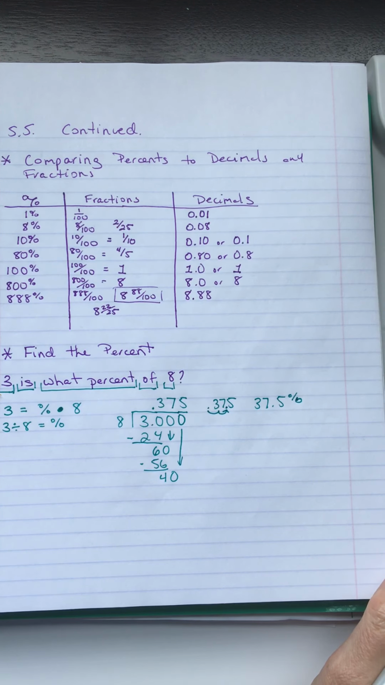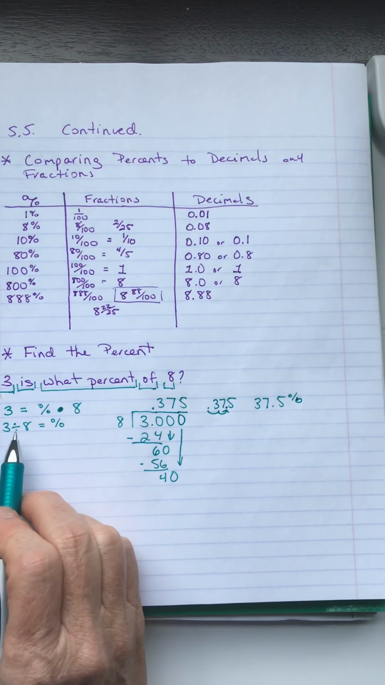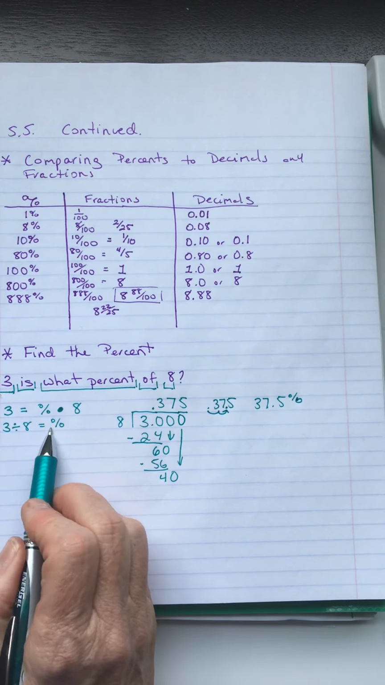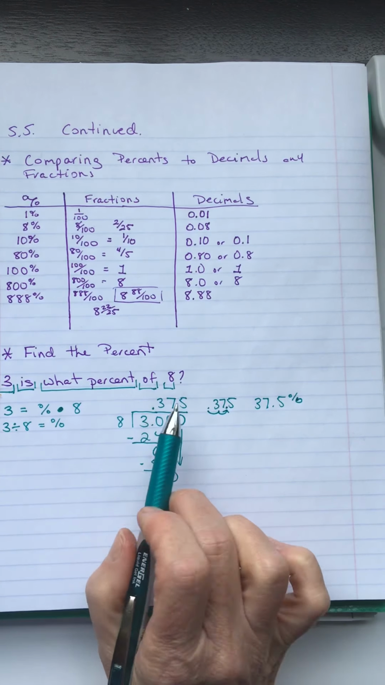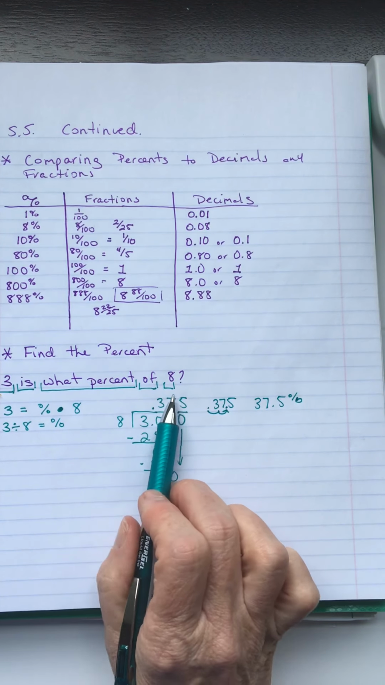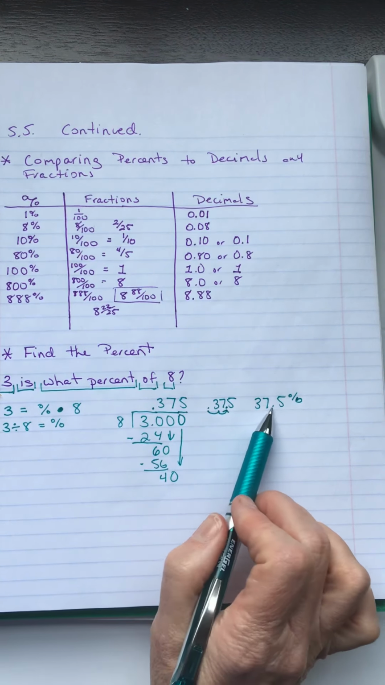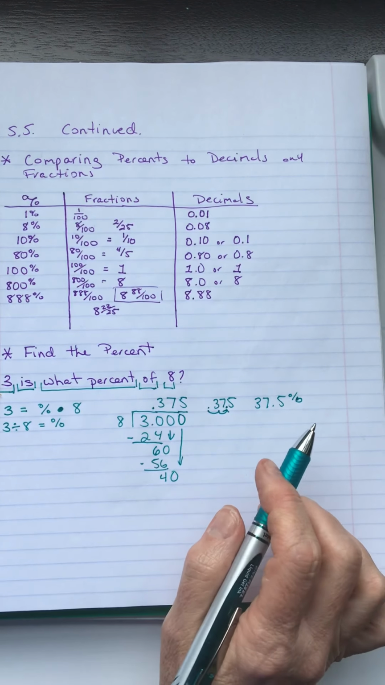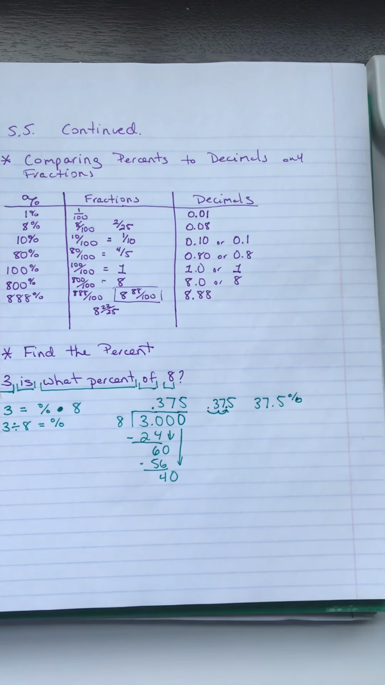Another way to deal with that would be, if you've got a calculator, you would simply plug in 3 divided by 8 gives you the percent. The calculator will give you this number here, and you're still going to have to move that decimal place over 2. And that's it. Good luck.